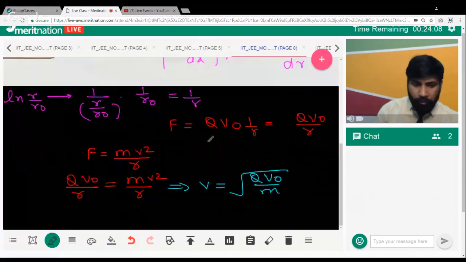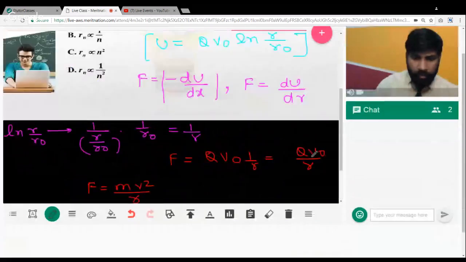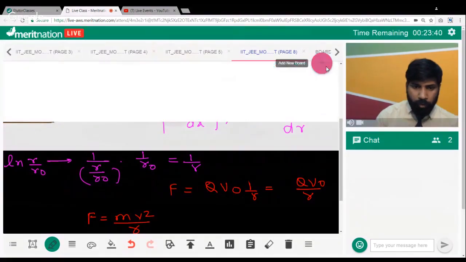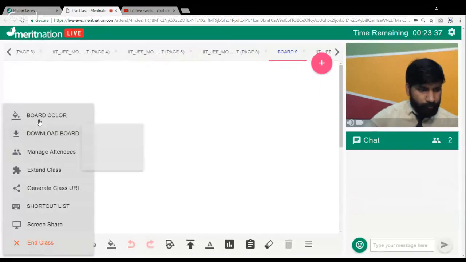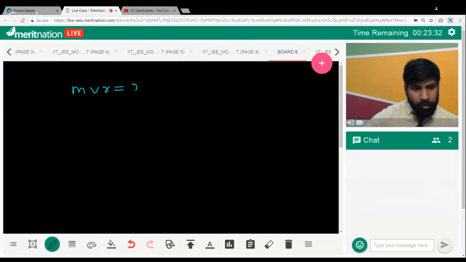Variation of r with n. So students, we know that mvr is equal to... just a second. Okay, something is wrong here. So what we can do here is use the relation mvr is equal to nh by 2 pi.